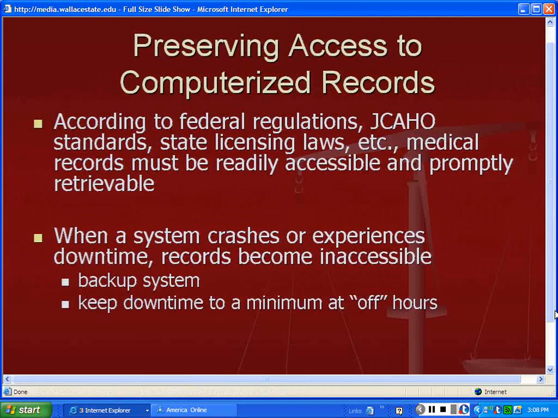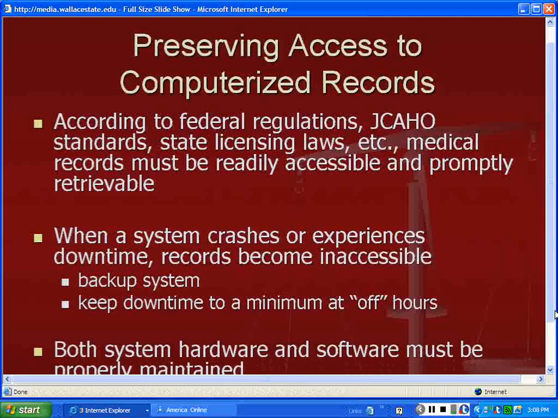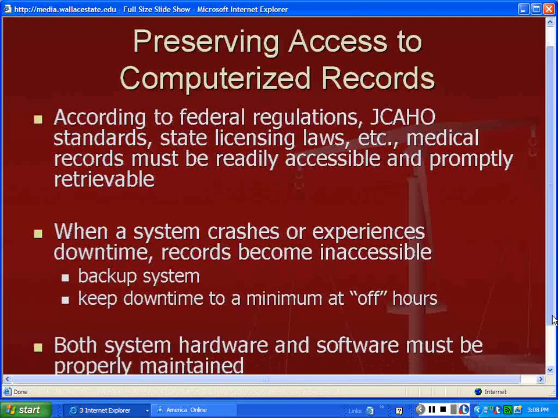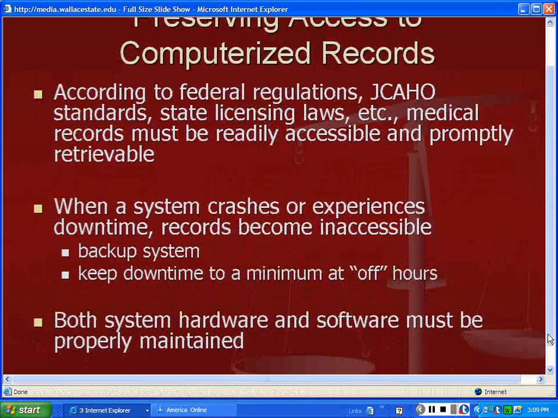Also, there always needs to be backup. There needs to be copies of everything in the system in case there is a major crash and not everything's lost. So it's very important that backup is done often, and that the computer system is maintained and done at off hours to make sure that the records are accessible as much as they can be. So the hardware and the software have to be maintained to make sure that there is not a crash in the system.